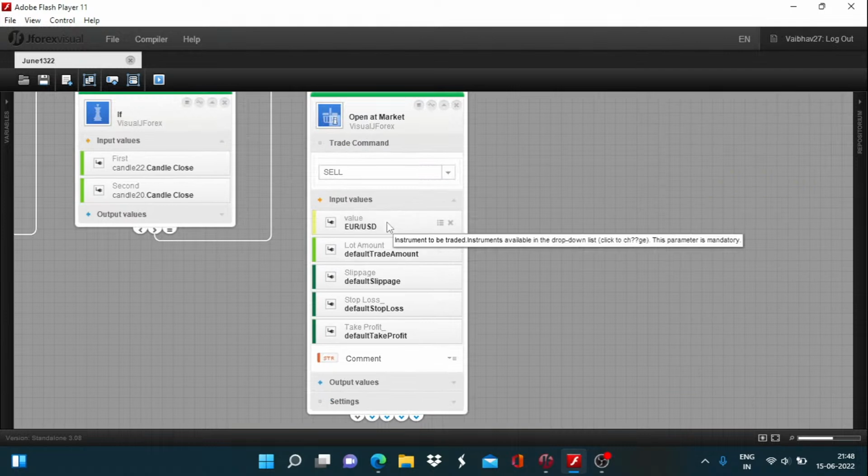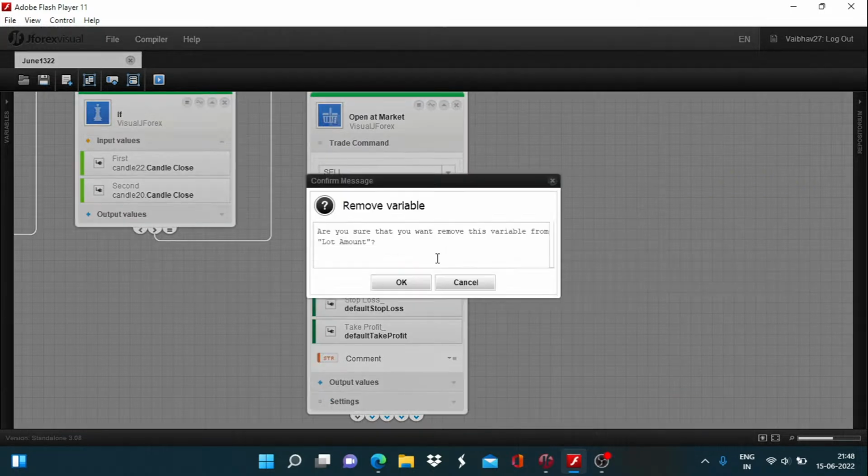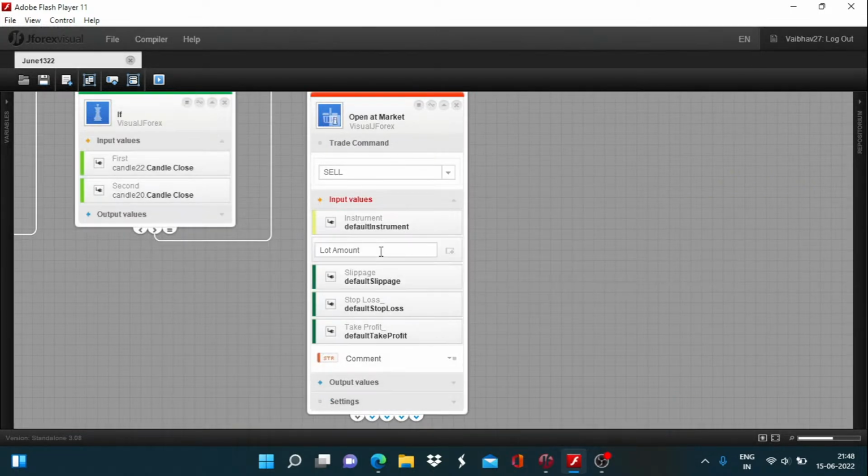The default instrument remains as it is. Trade amount I will change to 0.1 million. Slippage for Euro USD 2 pips is good enough. After that, we get the risk reward ratio of 2:3 with the stop loss of 20 pips and take profit of 30 pips.